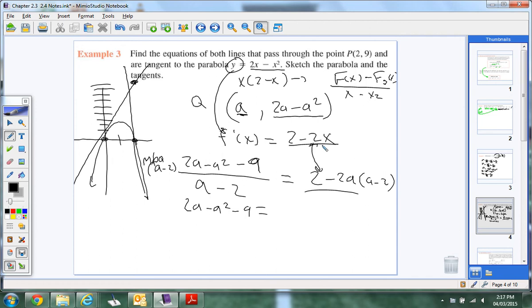Okay? So now what happens is, when I FOIL this out, this turns into 2a minus 4 minus 2a squared and plus 4a, sorry, it's plus 4a. Minus 2a squared. So now, 2a minus a squared minus 9 is equivalent to 2a and 4a is 6a, so we're going to have negative 2a squared plus 6a minus 4.